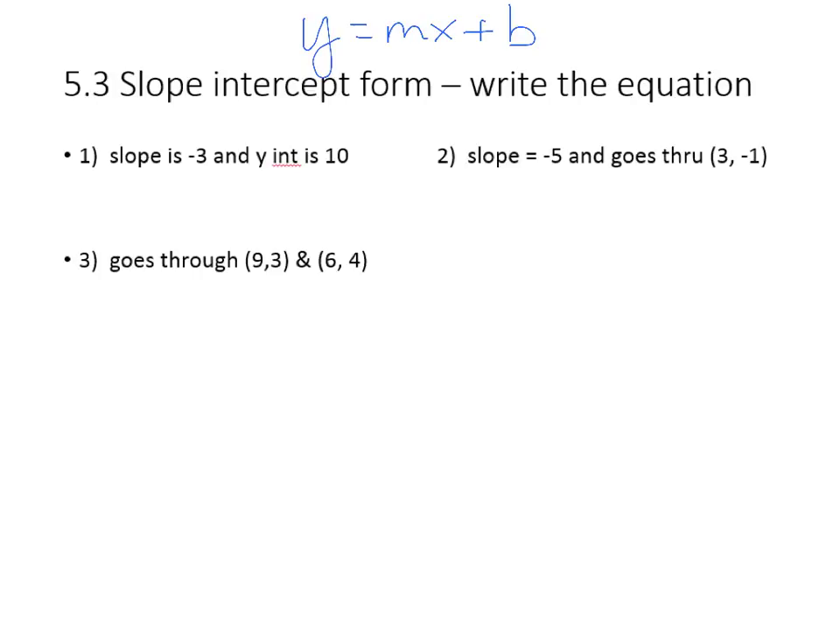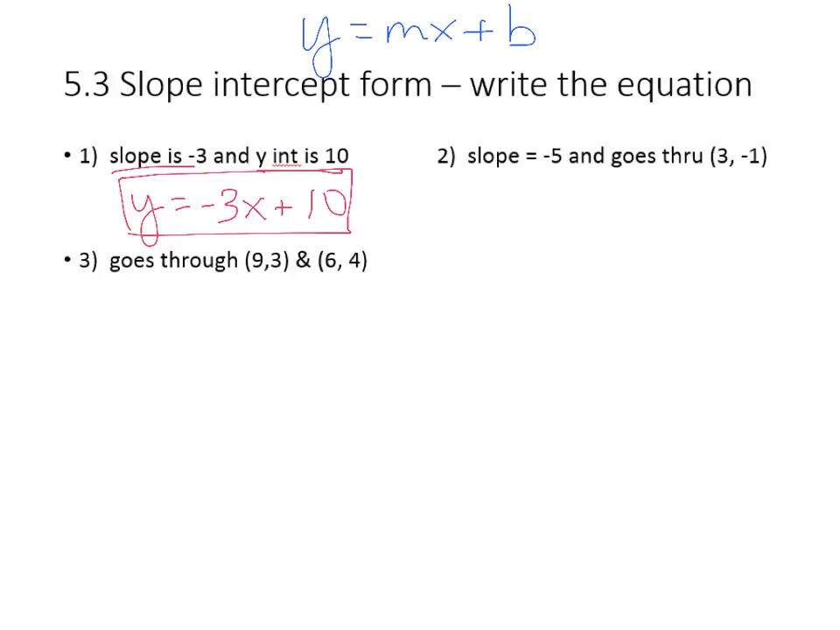Sometimes they're going to hand you exactly what you need, the slope and the y-intercept. If they do, you just plug -3 in for m and 10 in for b, and you've got it. There's Slope-Intercept Form. Usually we have to work a little harder for it though.